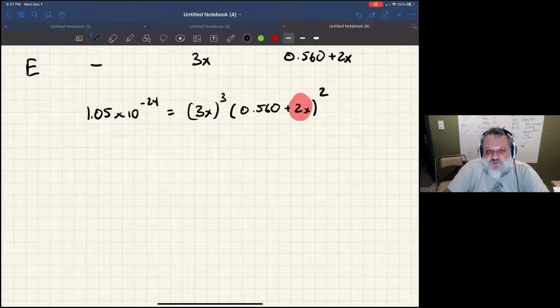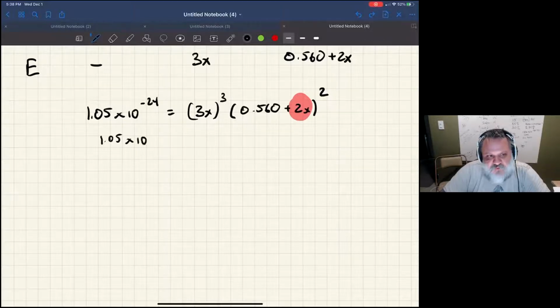Now we got a little problem here. If we leave this x in the parentheses, we'll end up with a really difficult to solve 5th order polynomial. And so we have to make an assumption that 2x is very, very small compared to 0.56. And so let's try that out. Let's see if that works.